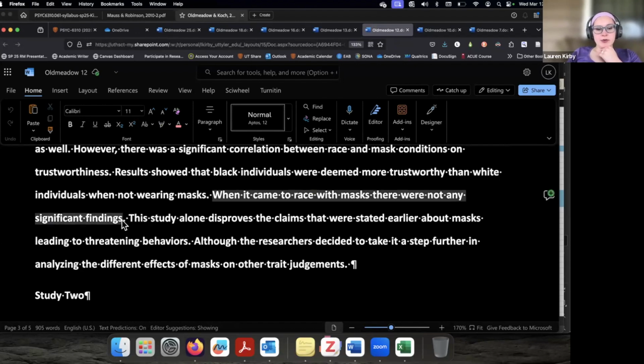This seems to contradict your previous sentence. So you might want to say race. No, that doesn't make sense. If you just take out this sentence, it's fine.